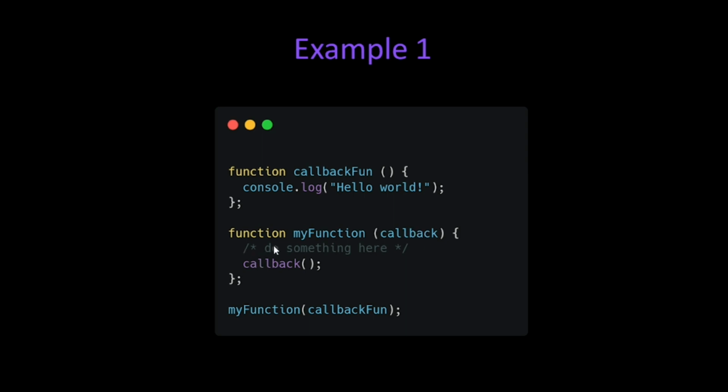Here we are doing some kind of operation. After this operation is finished, we are calling our callback function with parentheses because this is a call to the callback function. We are actually running this function. Here we are calling my function, and as an argument we are going to use this callback function, which means that this function gonna print out hello world to the console.